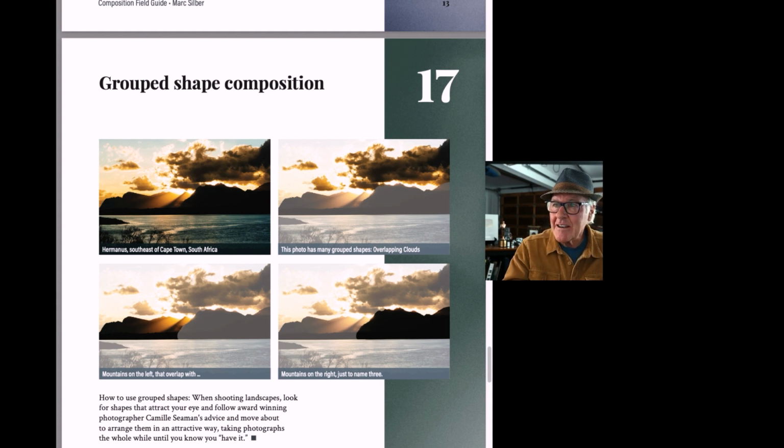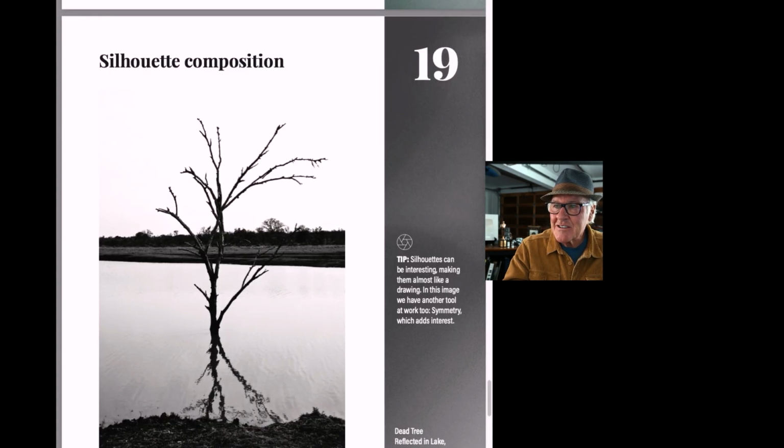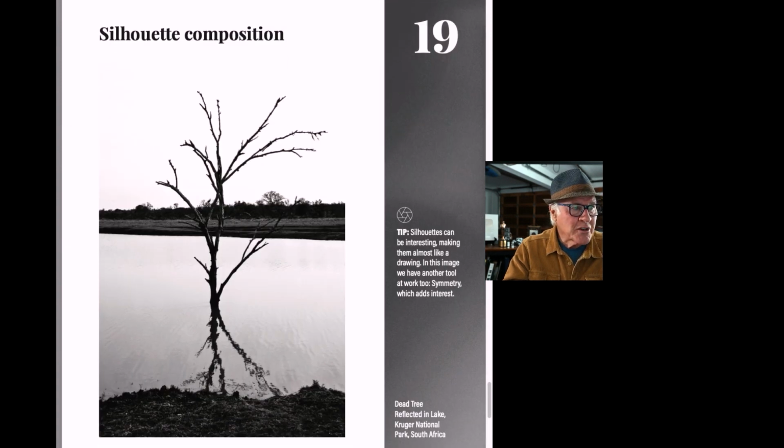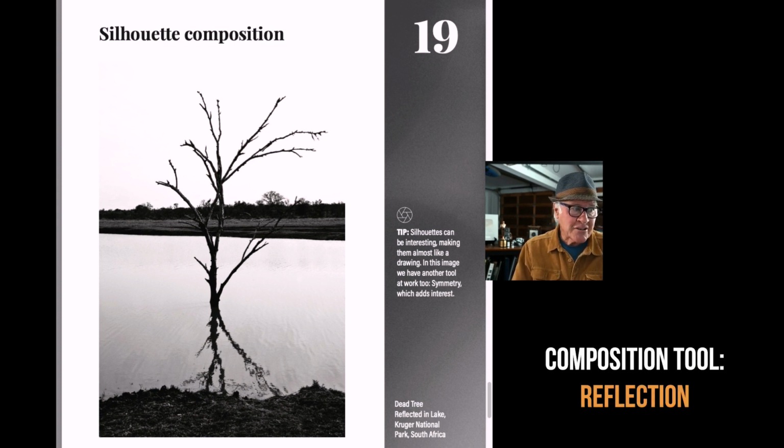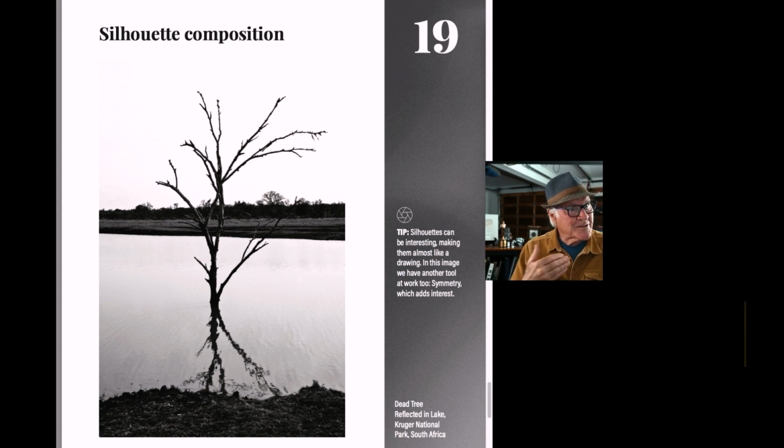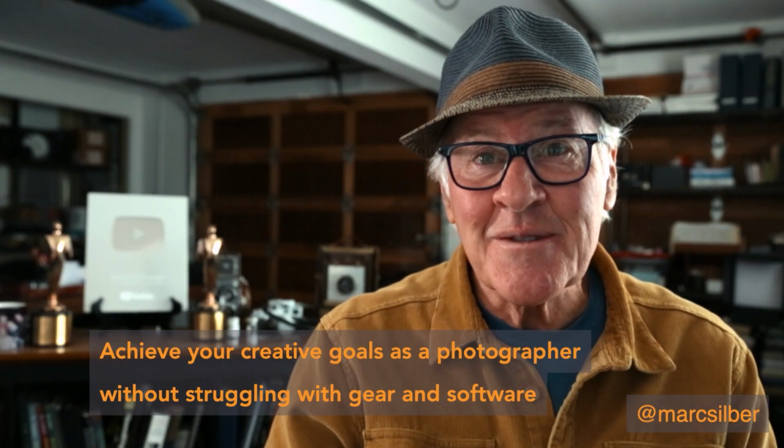Okay, I'm going to give you one more, and that is silhouette. Silhouettes are really cool. They are there. You can have a backlit subject, which can give you a silhouette. They're very often very interesting. This has got two tools combined together. One is the silhouette, and the other is the reflection of that tree in the water. I love reflections. You can kind of work them together sometimes. I hope those tools have been of help.